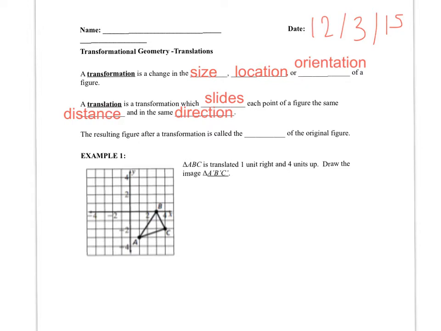All right, so then the resulting figure of a transformation is called the image, and we've talked about that already. So let's go on and write that one in really quickly. Oh, sorry. That's my coffee.